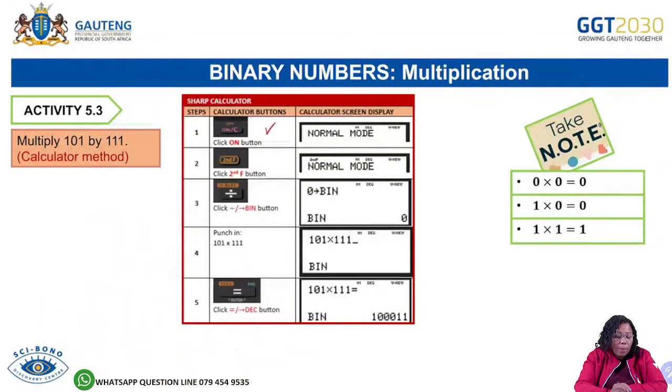Calculator method, button on, it must be on normal mode before you start doing anything. And then second function, it will now introduce a second function. A division button will now bring in your binary mode. And then now you punch in your multiplication. It's 101 multiplied by 111. Your calculator is already in binary there. Please ensure as you are putting in the numbers there, it is still on binary there. And then now equal sign will give you your answer. So you just write down the answer and then put in your base 2, grade 12.